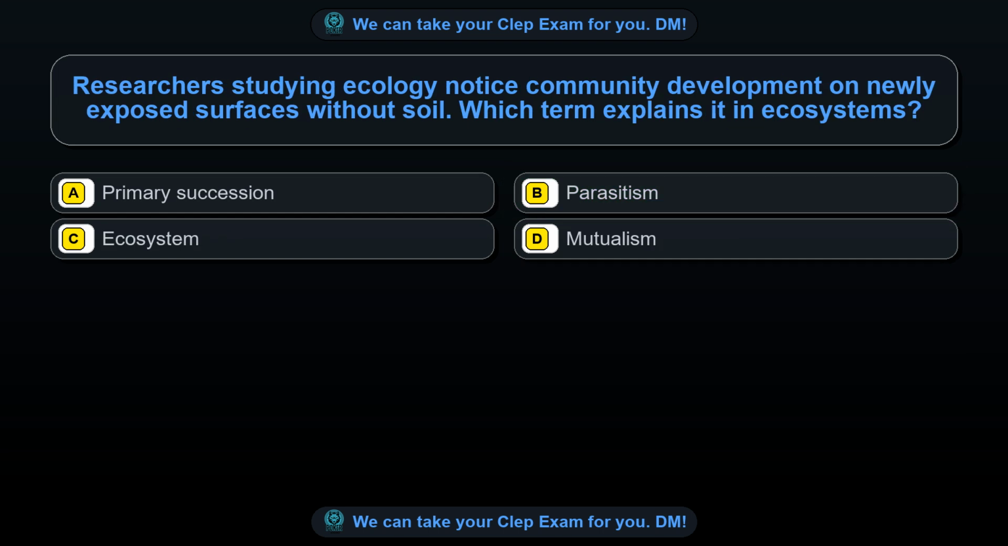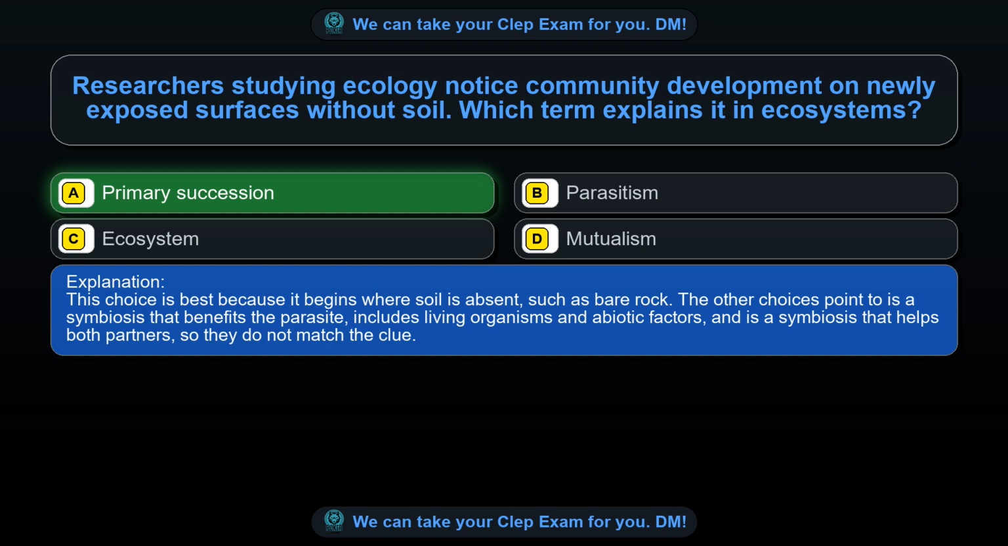Question 57. Researchers studying ecology notice community development on newly exposed surfaces without soil. Which term explains it in ecosystems? Option A, primary succession. Option B, parasitism. Option C, ecosystem. Option D, mutualism. The correct answer is option A, primary succession. This choice is best because it begins where soil is absent, such as bare rock. The other choices point to is a symbiosis that benefits the parasite, includes living organisms and abiotic factors, and is a symbiosis that helps both partners, so they do not match the clue.